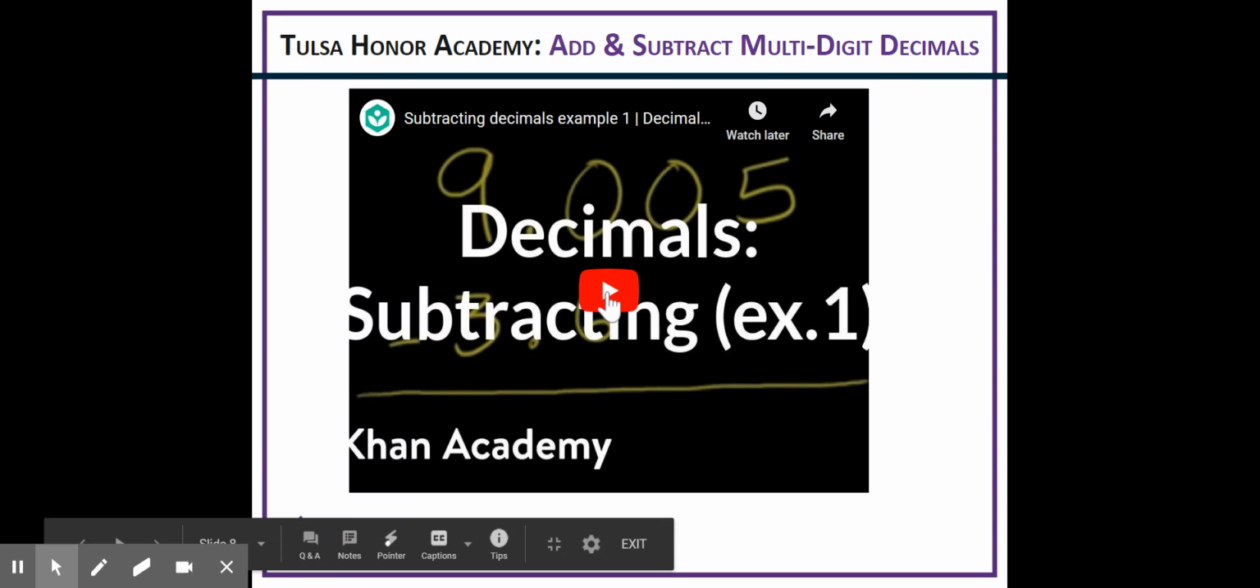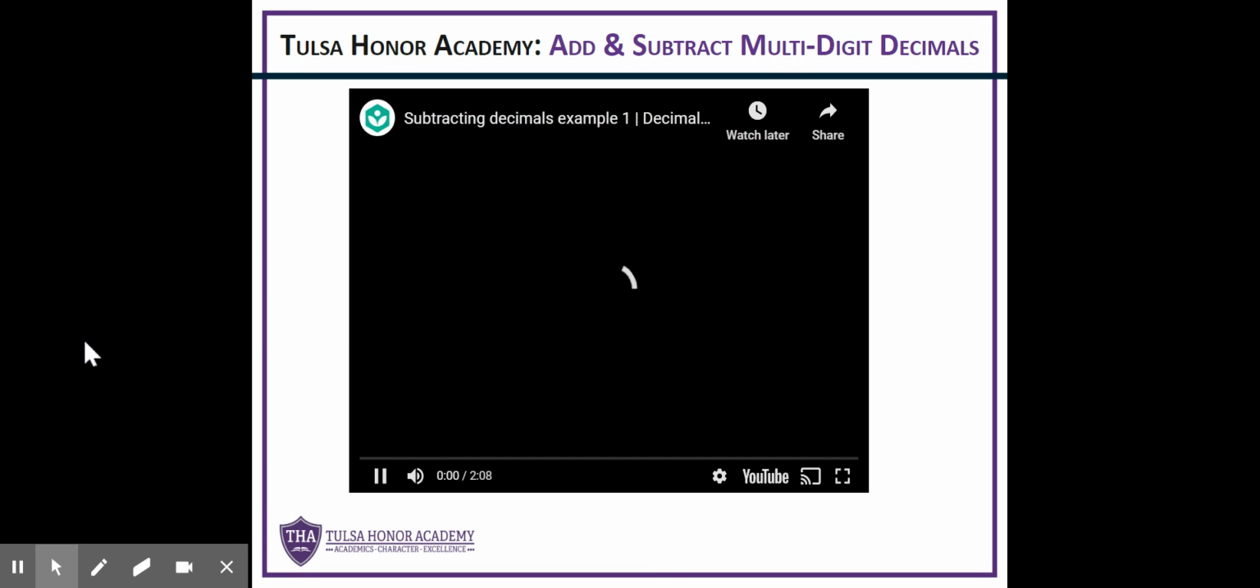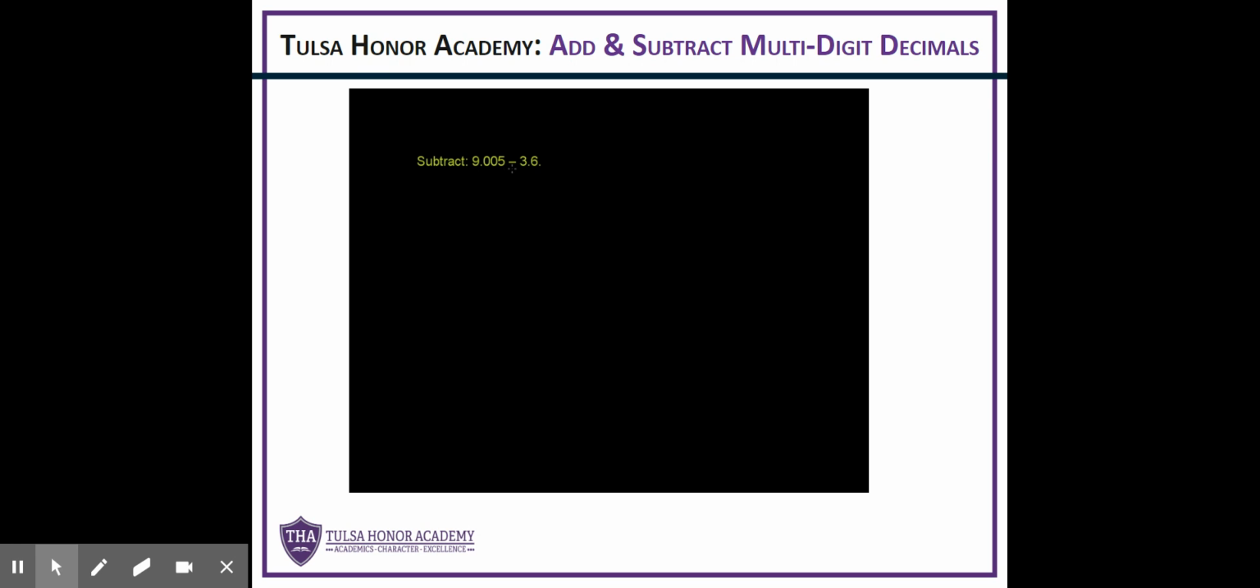Next, we have an example with subtracting decimals. We need to calculate 9.005 minus 3.6, or we could view it as 9 and 5 thousandths minus 3 and 6 tenths. Now, whenever you do subtracting decimals problems, the most important thing, and this is true when you're adding decimals as well, is you have to line up the decimals. So this is 9.005 minus 3.6. So we've lined up the decimals, and now we're ready to subtract.